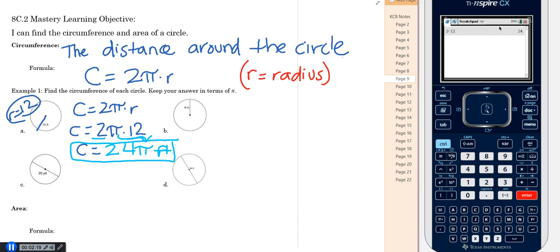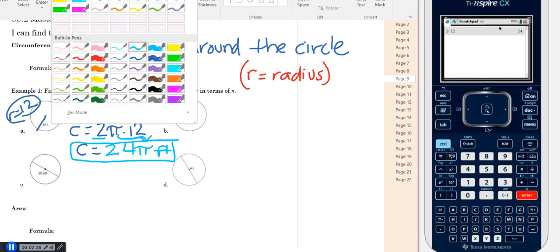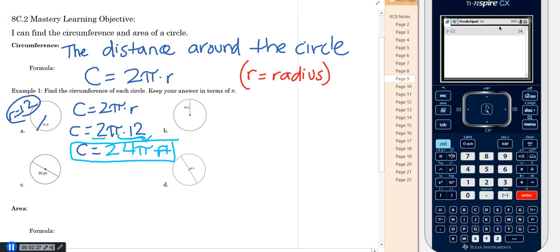All right. Looking at the next example here, we have another circle. It is also given to us that we have our radius. And again, I know it's the radius because it's half the circle. So we do know that our r is going to equal 8. So substitute what we know. Start off with our formula. Circumference equals 2 pi times r.